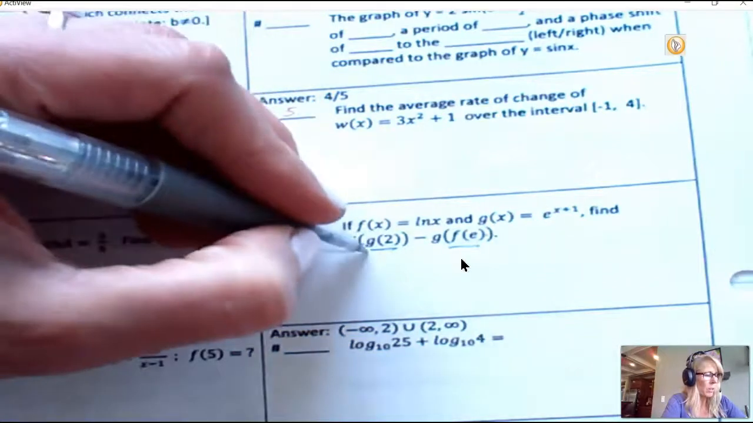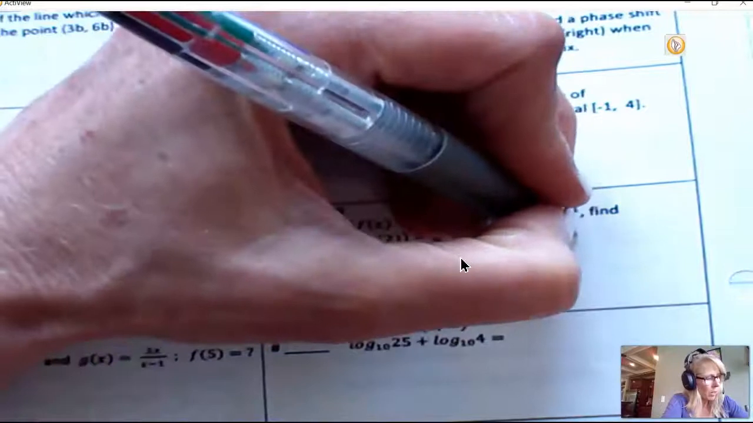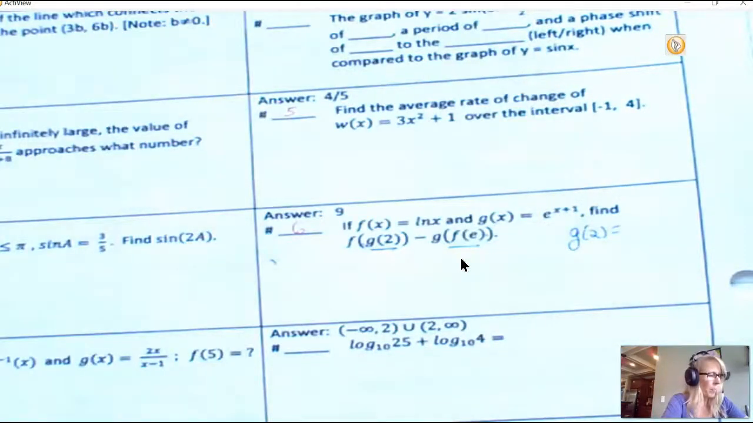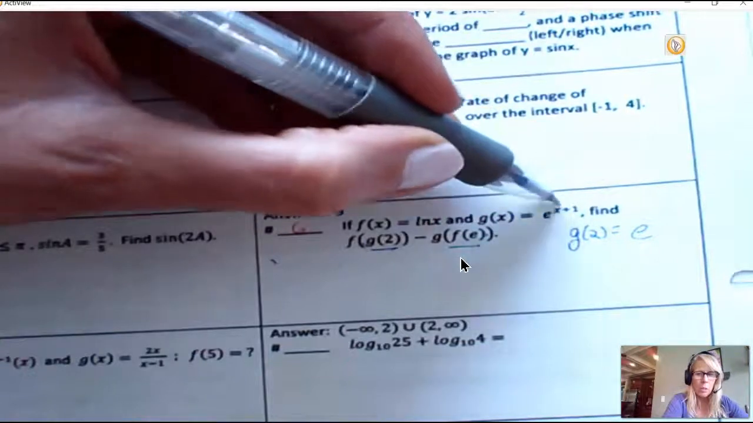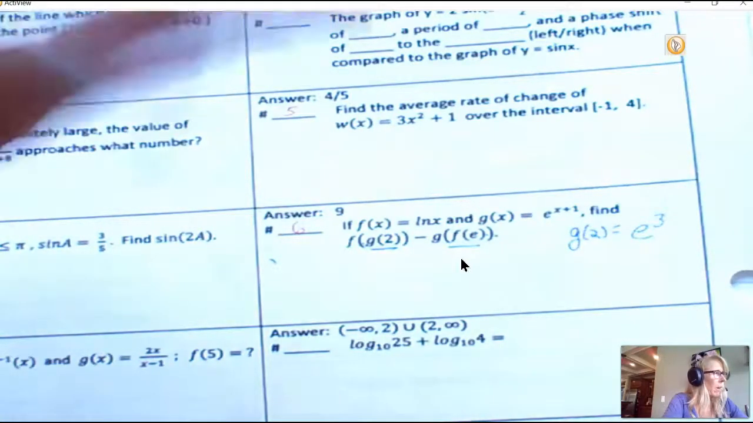So let's start with g of 2. Let's do that over here. g of 2 is equal to, and g of 2 is just e. If you plug in the x value of 2, you get 2 plus 1, e to the third, right? That's pretty easy. That one's not too bad, I don't think.